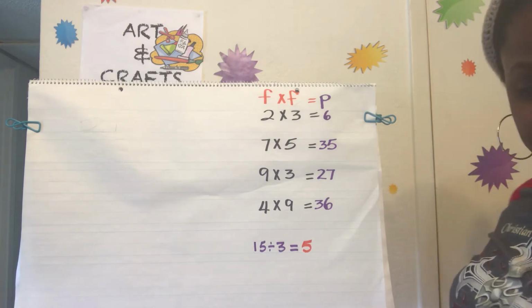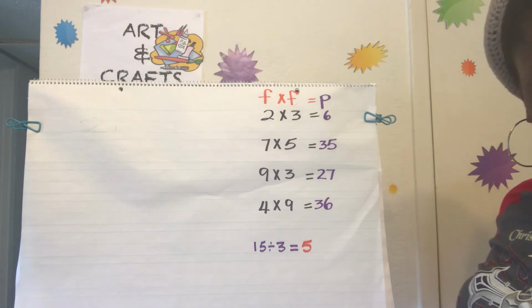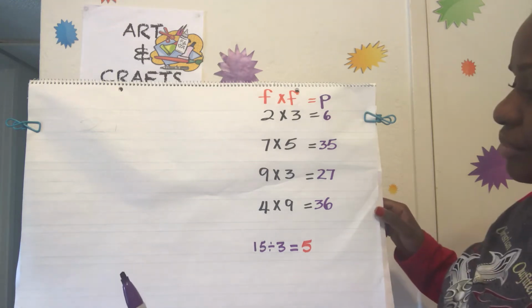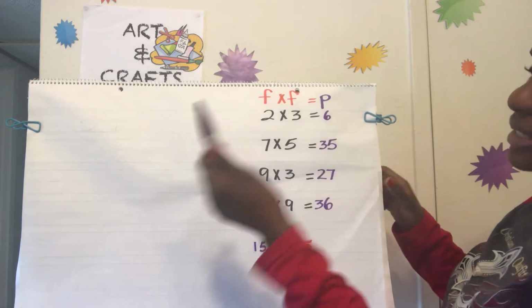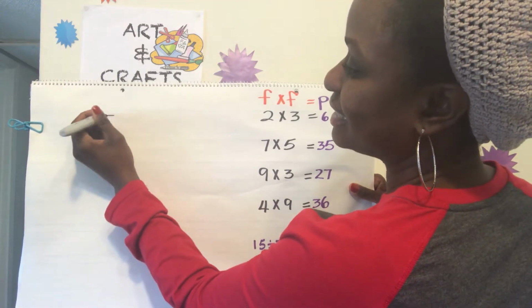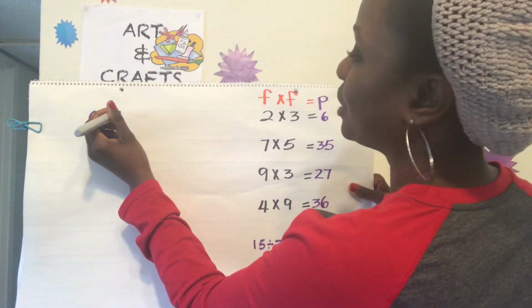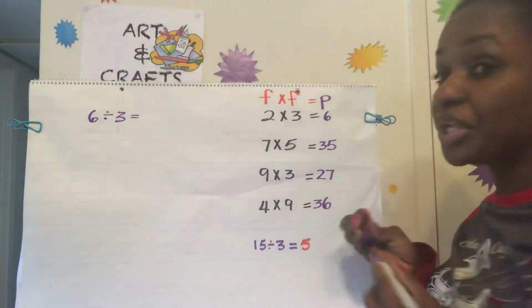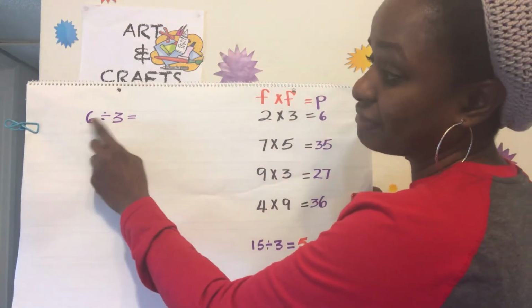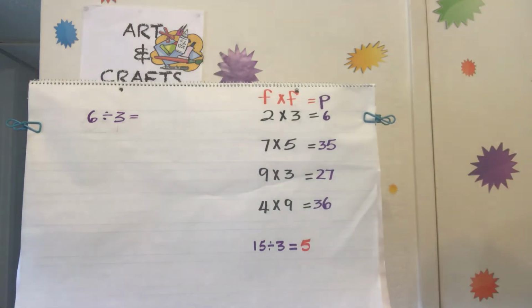I'm going to write this on my paper. I'm trying to think of a smaller number based on what I have. I'm going to show you, for example, 6 divided by 3 is going to be equal. I'm showing you why 3 is a factor of 6. I'm going to show you why that is, okay?